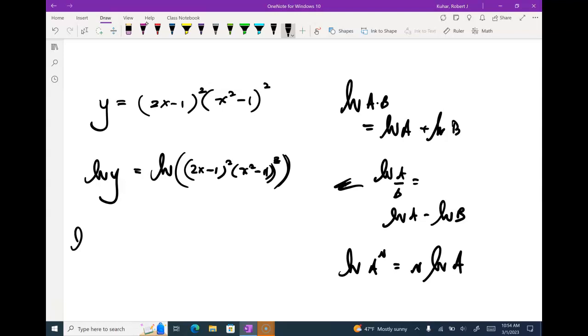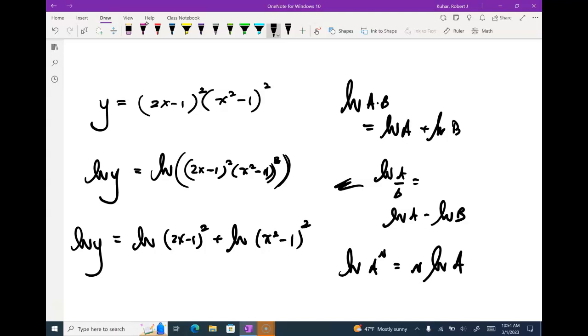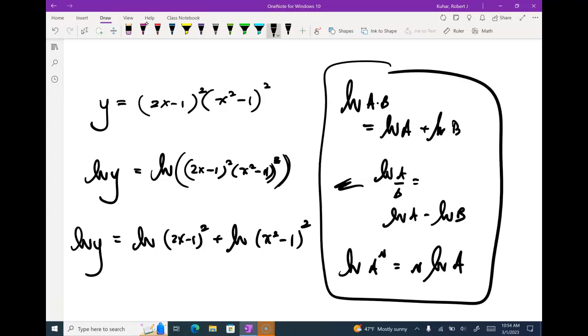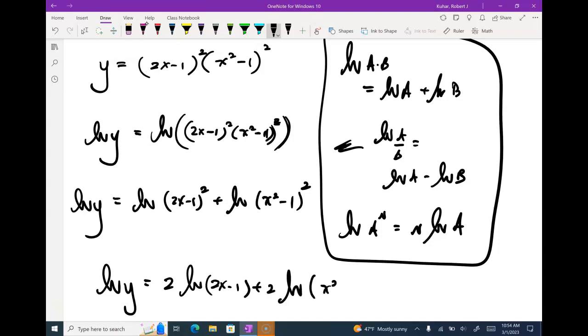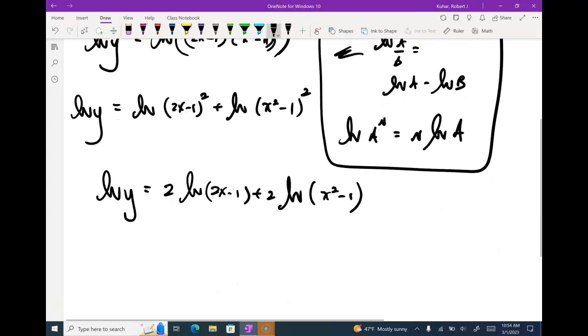So we're going to simplify on the right here. I get the ln of (2x minus 1) squared plus the ln of (x squared minus 1) squared. And now I can use that third property to bring down those exponents of 2, right? So I get the ln of y equals 2 times the ln of 2x minus 1 plus 2 times the ln of x squared minus 1. And now I'm ready to take my derivative. Are we okay here?